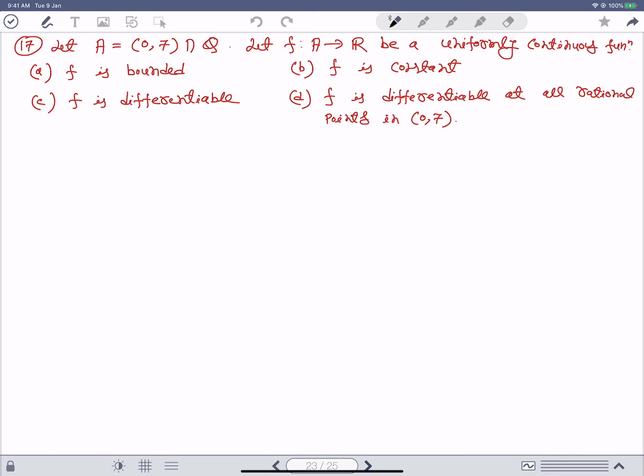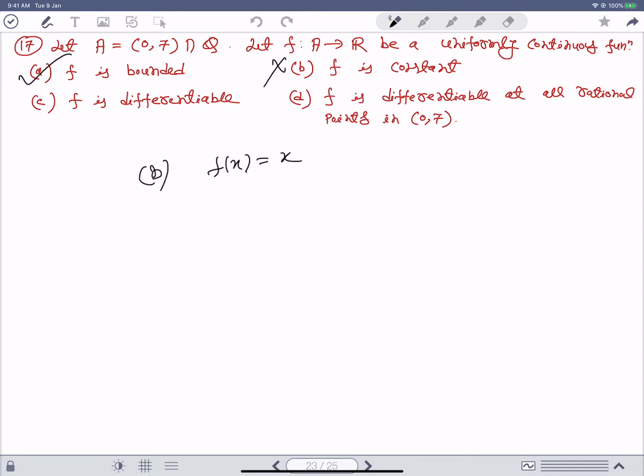If it's bounded. Yes. Any other? So, it should be bounded, right? Because we solved that one. F is constant, is it true? No, right? We can just take f x equal to x in real line, but for rational points for B, right? So, this is not true.